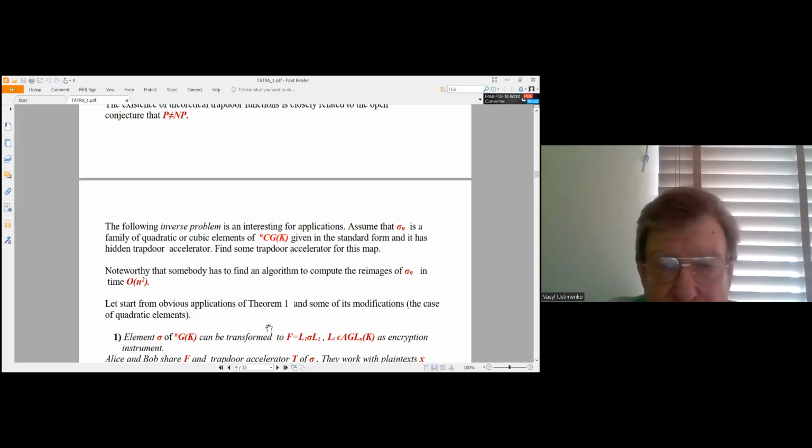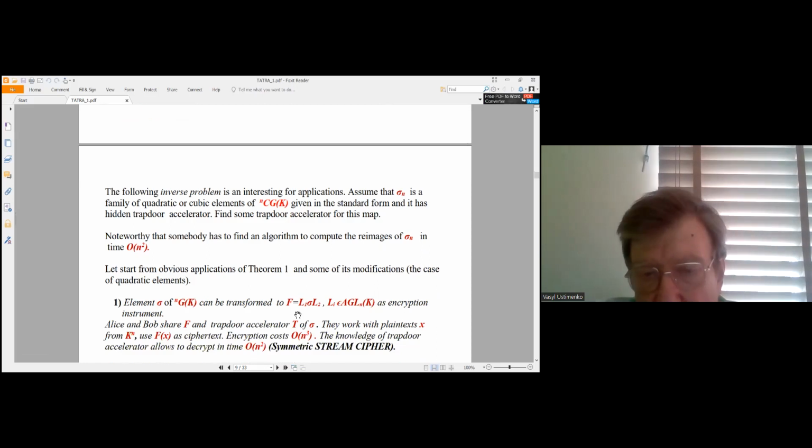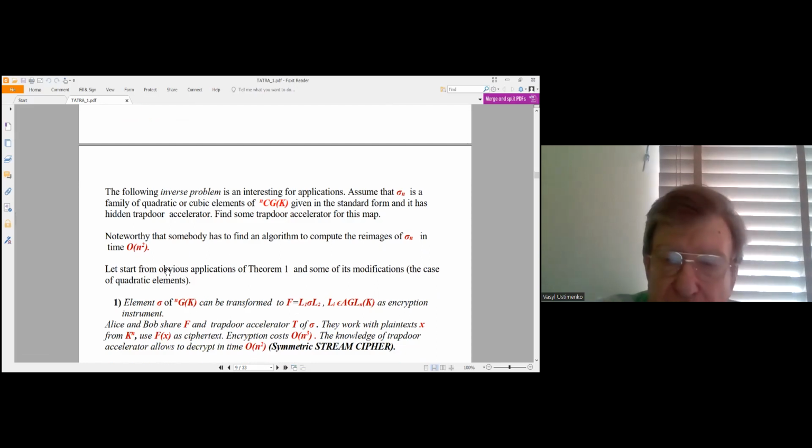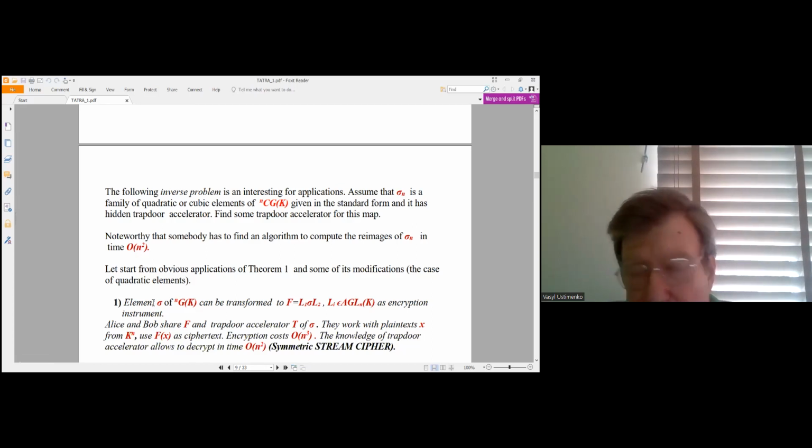So we have the free module K^n and can treat its elements as messages written in the alphabet K, using this polynomial f for encryption. Assume that two correspondents, Alice and Bob, as usual in cryptography, share this f and share that trapdoor accelerator T. Then they can work with plaintext x from K^n, use f(x) as the ciphertext image under f, and encryption and decryption will cost, in fact, O(n) square.